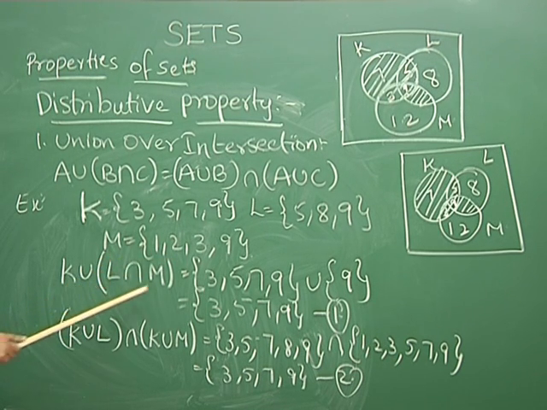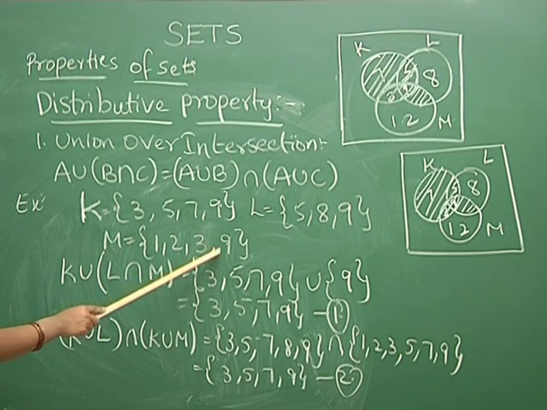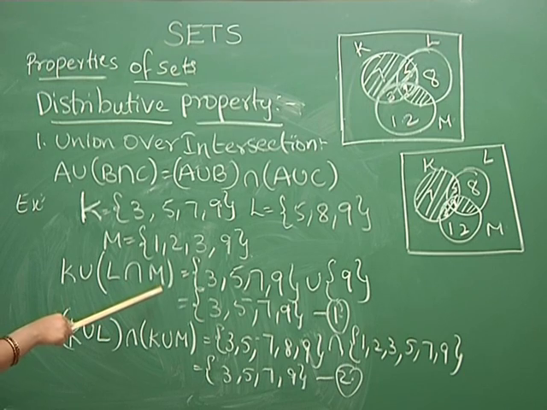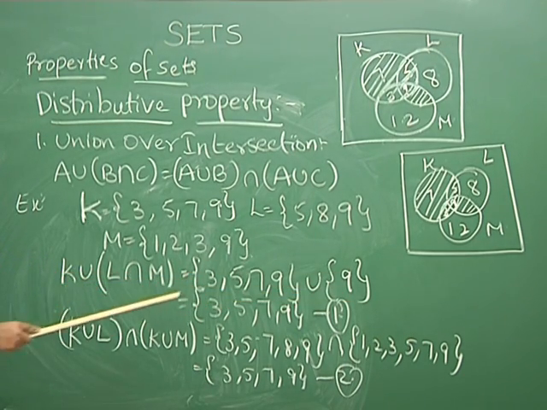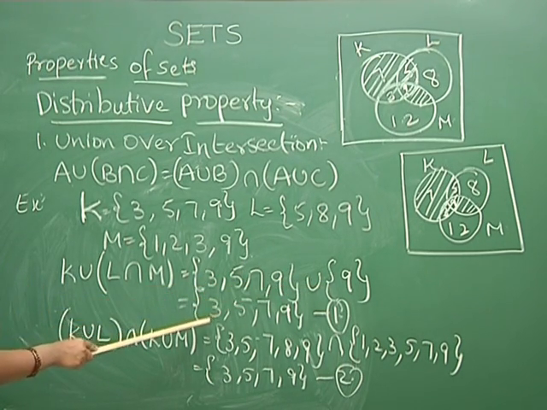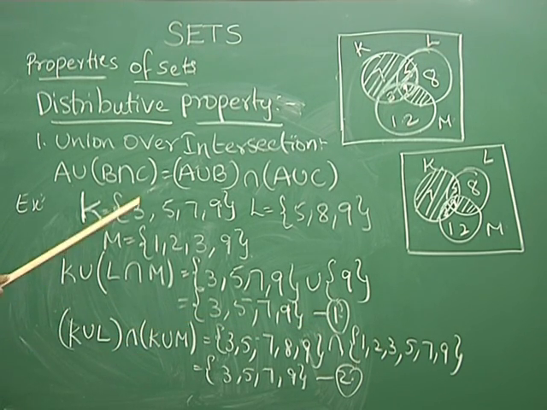First the brackets part we need to solve. L intersection M. Intersection means common element. In {5, 8, 9} and {1, 2, 3, 9}, 9 is the common element. So in the L intersection M place, we need to write the element 9. K set is {3, 5, 7, 9}. So union means all the elements. So {3, 5, 7, 9}, let it be equation 1. Now we need to prove K union L intersection K union M.